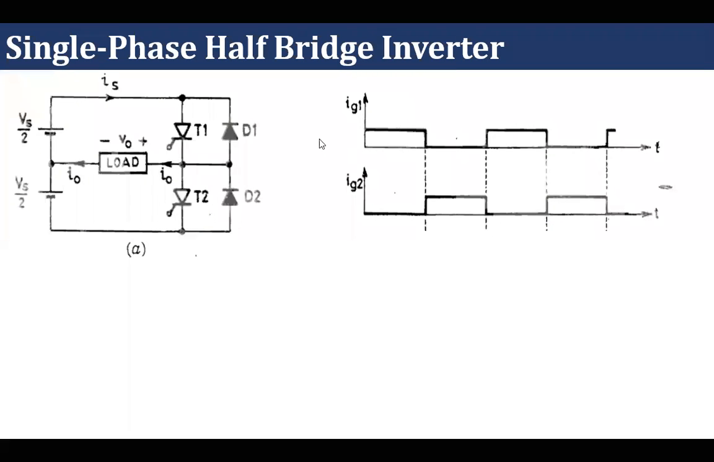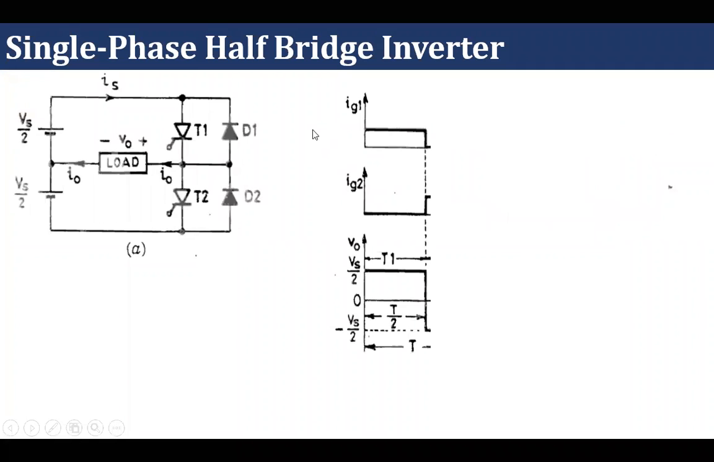So what will happen if we give the gate pulse to device number 1? If you are giving the gate pulse to device number 1, this time the gate pulse to device number 2 is 0. So current will start to flow from the positive plate of this DC source, through thyristor number 1, then it will pass through the load and return to the same place. So this is the direction of flow of current this time. Now apply KVL in this loop to find out how much the output voltage would be.